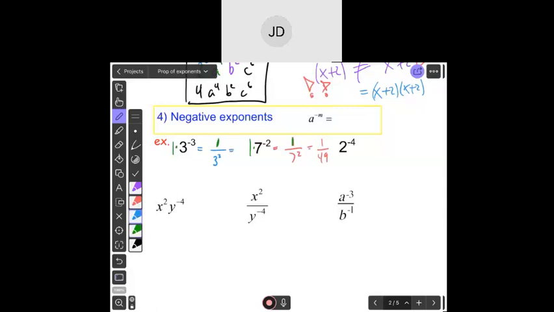That's the simplified version. If I ask you to evaluate it, it'd be 1 over 3 times 3 times 3 is 27. Simplify and evaluate. So I would expect to see both of those things from you. Show me that you understand what the exponent's doing and then what it's equal to.